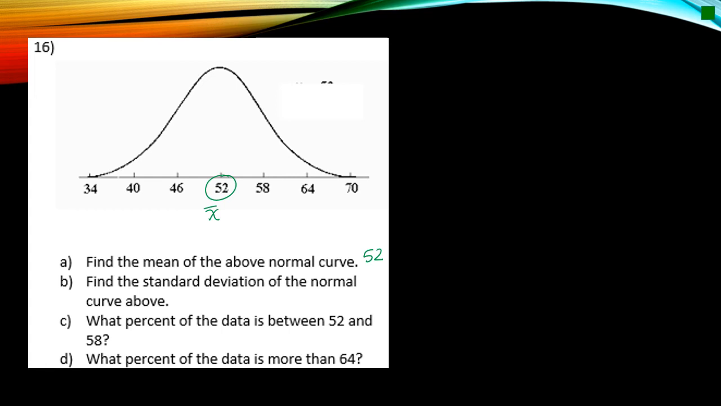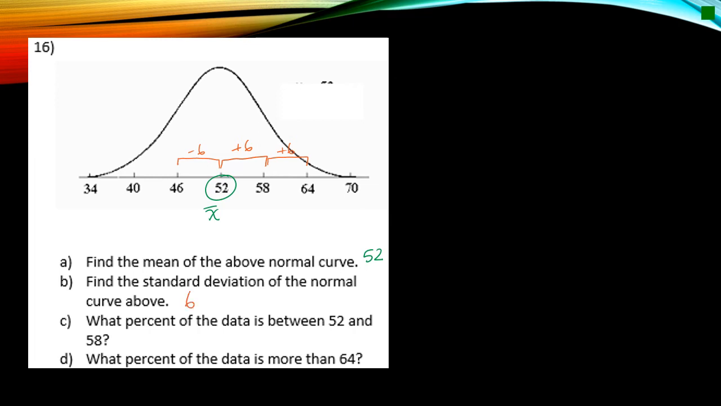Part B is asking for standard deviation. Standard deviation is how much it takes to go from one value to the next. So if I just look between 52 and 58, if I add 6, that gets me to 58. And you could just double check to see if you add 6 to 58, do you get 64? And then if you subtract 6 from 52, would you get 46? And you do. So that means that standard deviation here is 6.